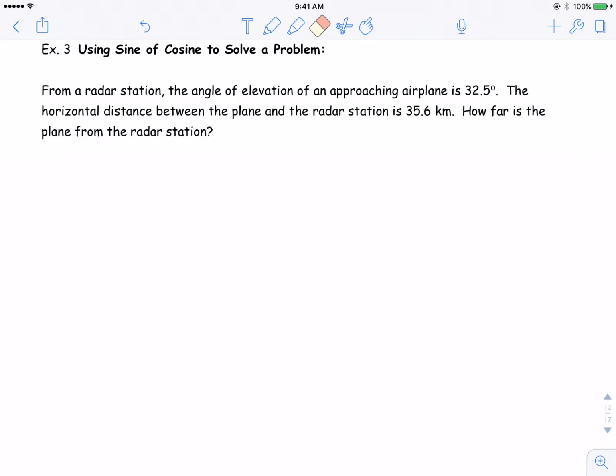Here we are with example 3. It says from a radar station, the angle of elevation of an approaching airplane is 32.5 degrees. The horizontal distance between the plane and the radar station is 35.6 kilometers. How far is the plane from the radar station?